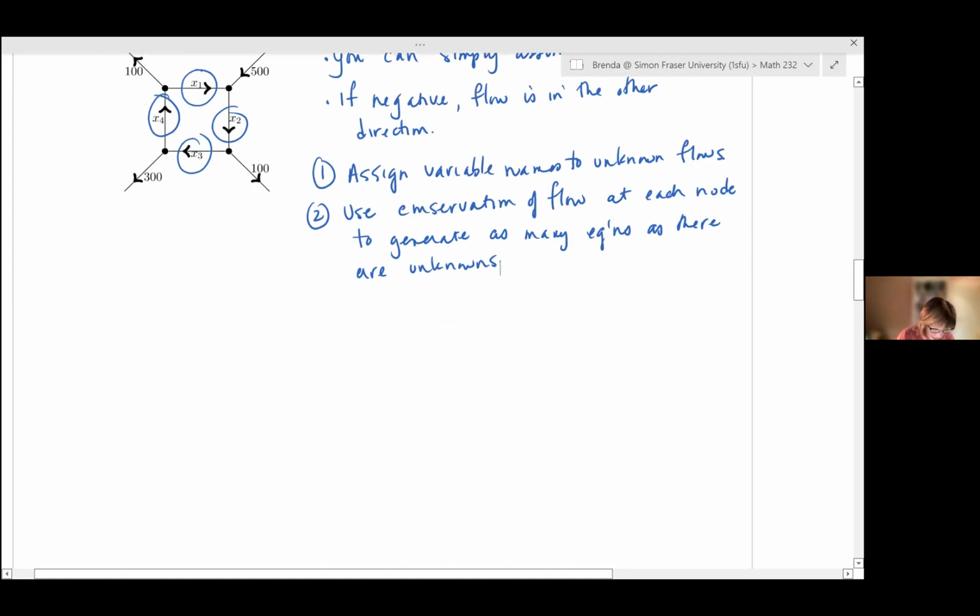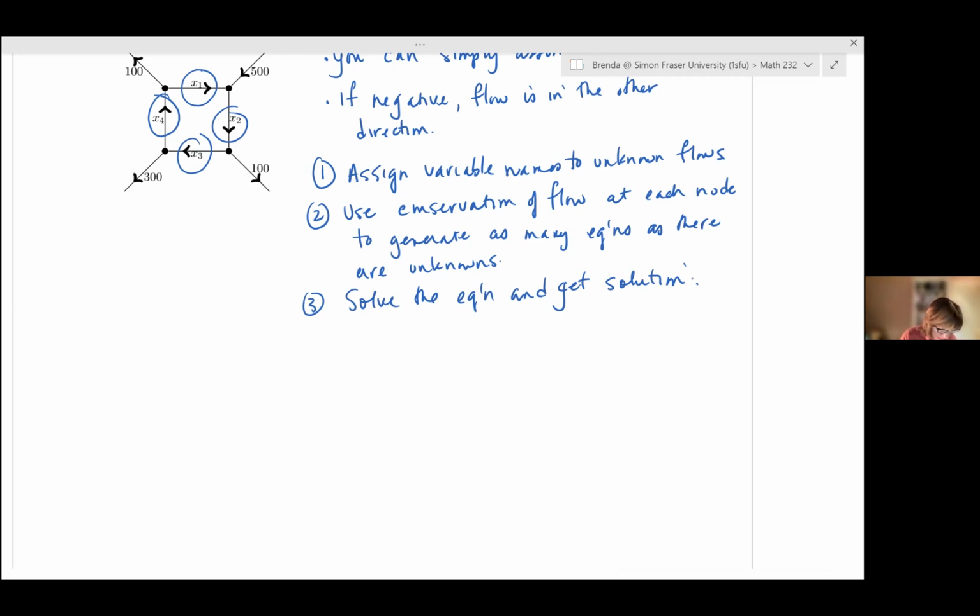Okay, so the next thing that we do, those are really the two steps. We've assigned the variables, and now we're going to use conservation of flow to generate the equations. I guess step 3 is then to solve the equations and get the solution. That is the part that you've already learned how to do. We've already learned Gaussian elimination in order to solve a system of linear equations. So the interesting part here is going to be getting those equations.